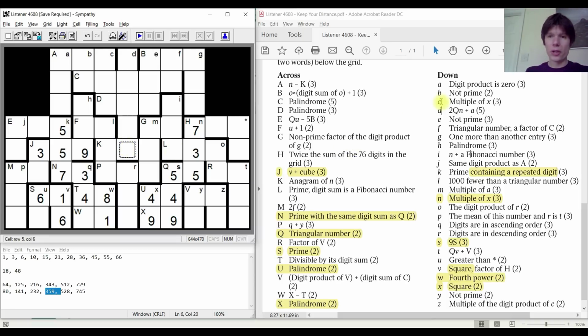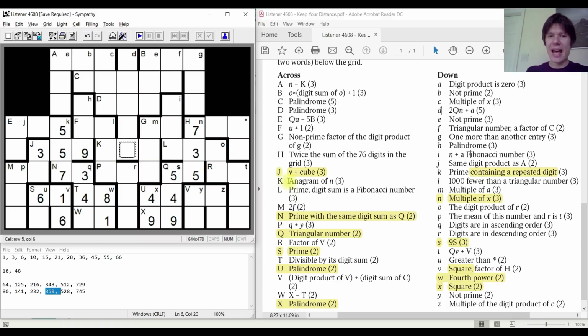Let's have a look at the clue for little a. Its digit product is 0. Well, that's only possible if one of its digits is 0, one or more of its digits, I should say. But looking at little a down, its first digit can't be 0 because no entry starts with a 0. If its last digit was 0, then we've just discovered that the last digit of little d down must also be 0. But that means that the middle digit of big K would be 0.